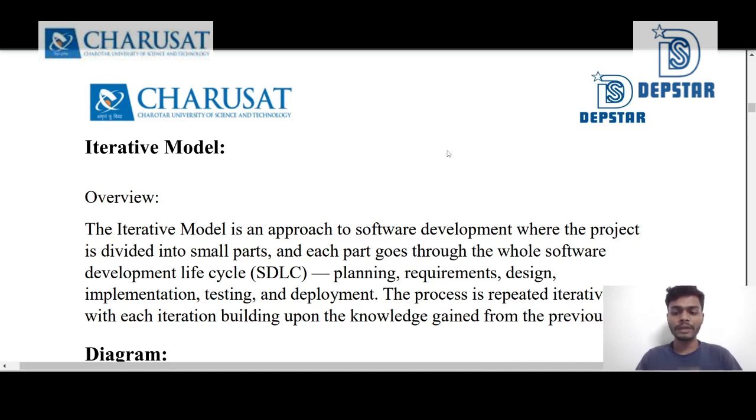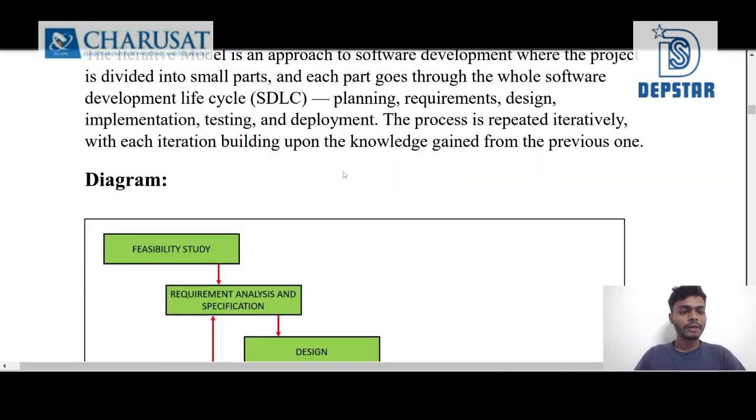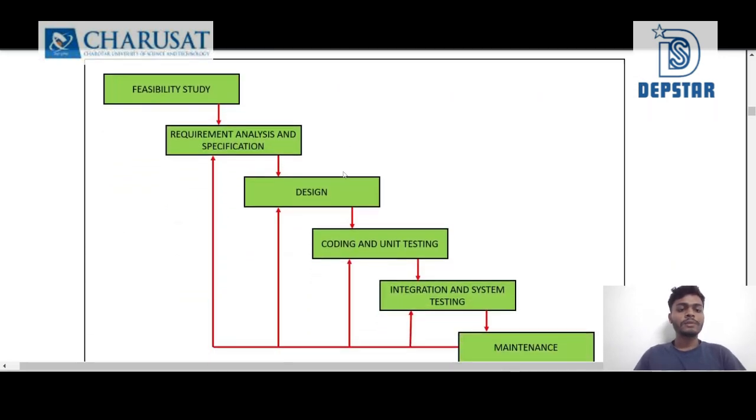The process is repeated iteratively, with each iteration building upon the knowledge gained from the previous one. And here is the diagram of the iterative model. First comes the feasibility study, then the next phase is requirement analysis and specification.